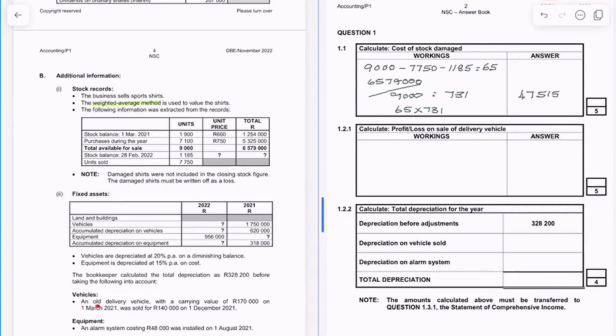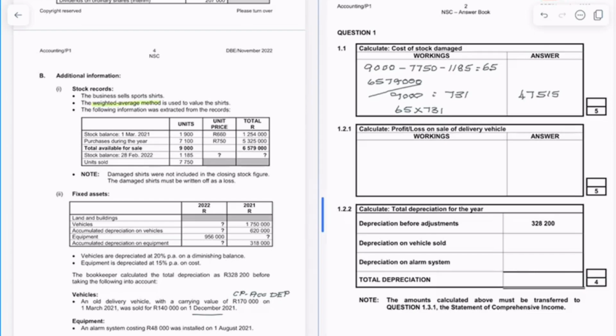Vehicles: an old delivery vehicle with a carrying value of 170,000 Rand on the 1st of March was sold for 140,000 on the 1st of December 2021. So the carrying value, we know, is cost price minus accumulated depreciation. So we've been given that figure at the beginning of the current financial year. But we are told that it was sold on the 1st of December.